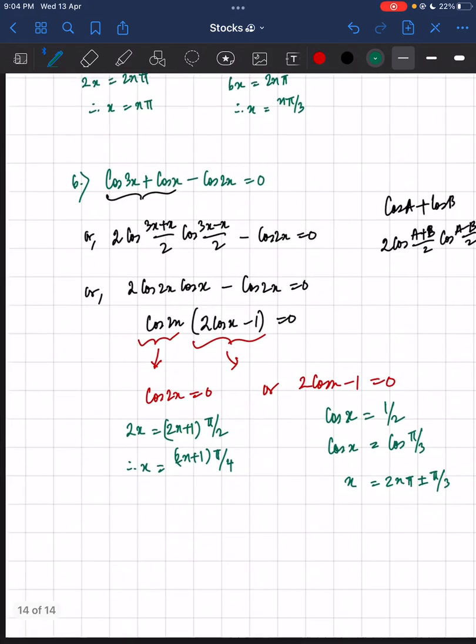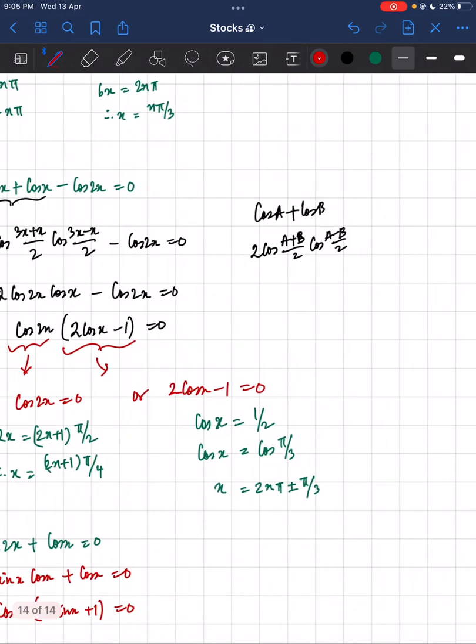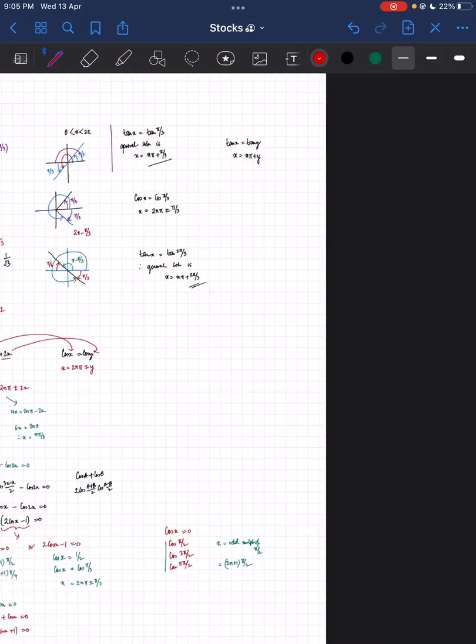Now in case of question number 7, I will just show you how to start with it. In question number 7 we have sin 2x plus cos x equal to 0. From the formula of sin 2x we have 2 sin x cos x plus cos x equal to 0. Taking cos x common, you get cos x times (2 sin x plus 1) equal to 0. So either cos x equal to 0 or 2 sin x plus 1 is equal to 0. In this way you will get the two different general solutions of the trigonometric equation.